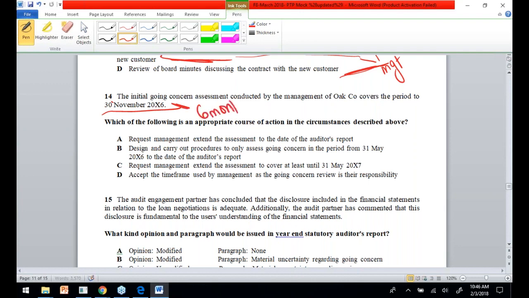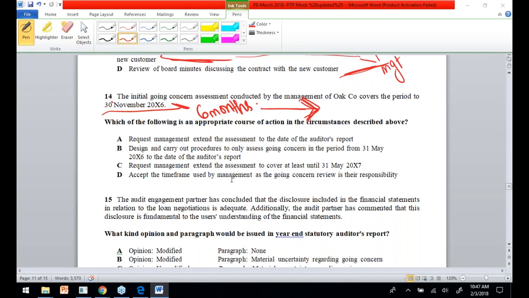Can anyone tell me what is the period that should be covered by the going concern assessment? Is anyone answering? Does anyone know? What is the period that should be covered by our going concern assessment? From year end till audit report? No, Zainab, that's not the correct answer.